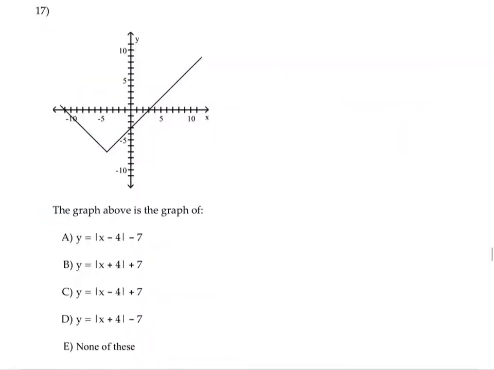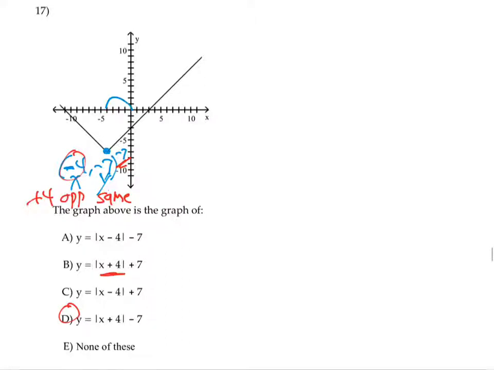Number 17, this is the same kind of question, just done backwards. We're looking right here. It looks like the center is back 4, down 7. Now remember, this is x and y. And x is always opposite and y is always same. So which one has an x plus 4? This one. And a y minus 7. No, this one, D, huh?